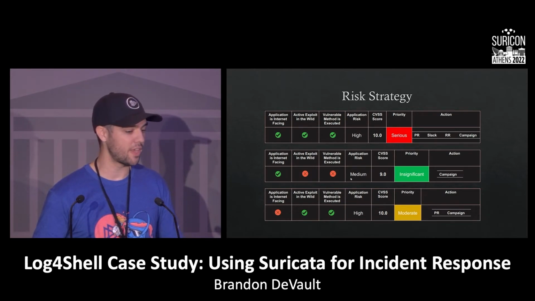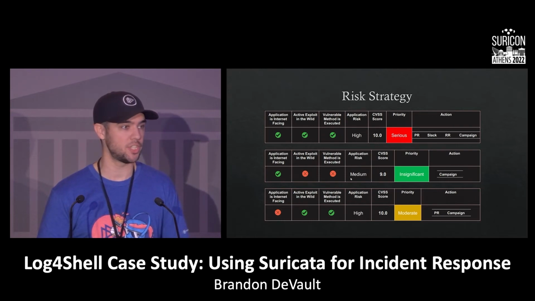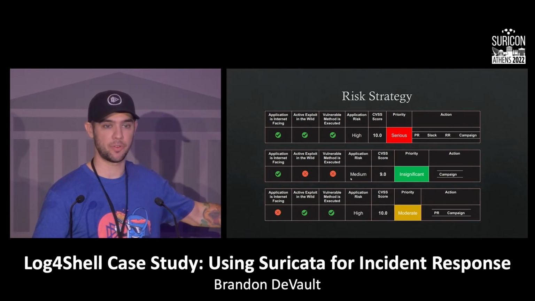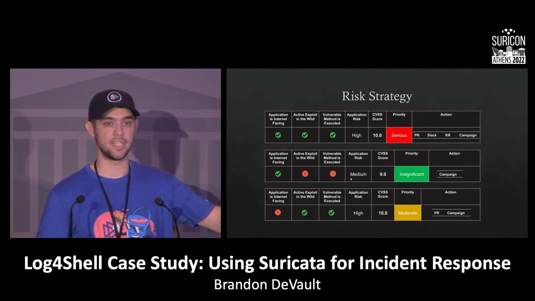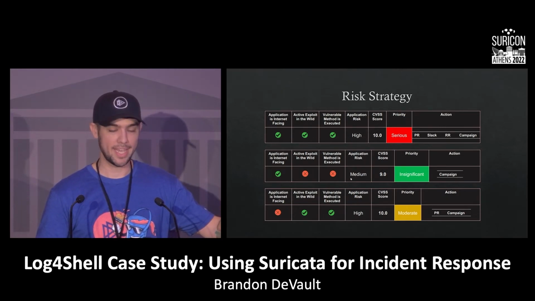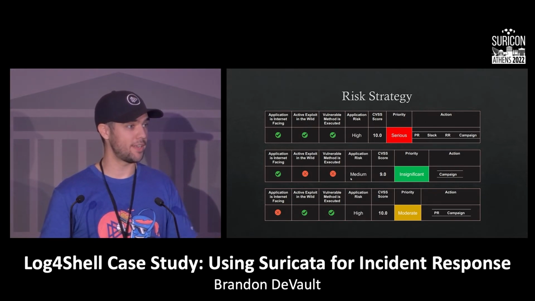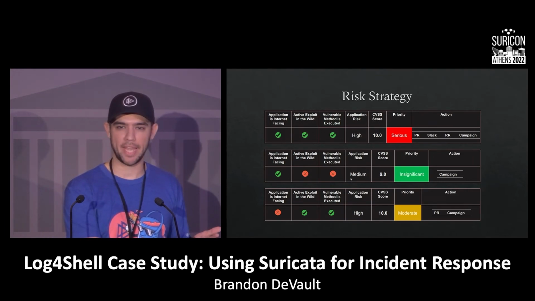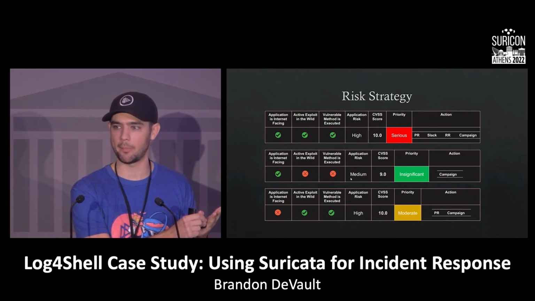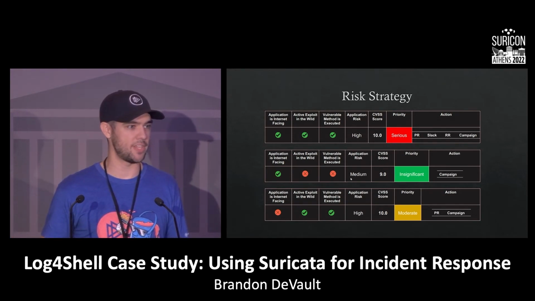But I do think that having some really easy questions that you can ask. So this actually comes from Netflix. This is how they respond to incidents. They ask 5 questions. Is the application internet facing? Is there an active exploit in the wild? Is the vulnerable method able to be executed within our environment? What's the application risk, or how important is that application to our overall function? And then finally, what is the CVSS score?